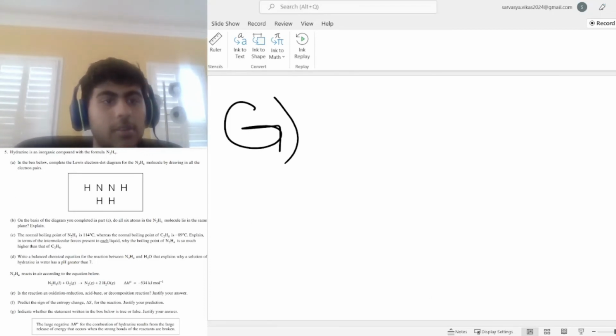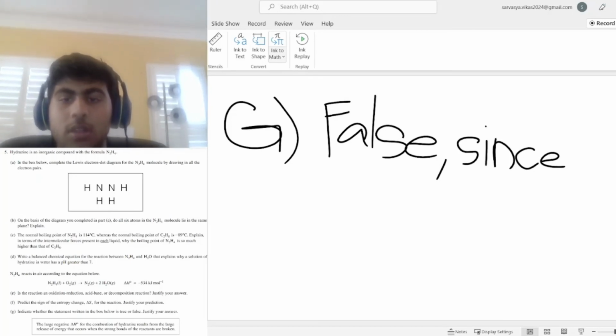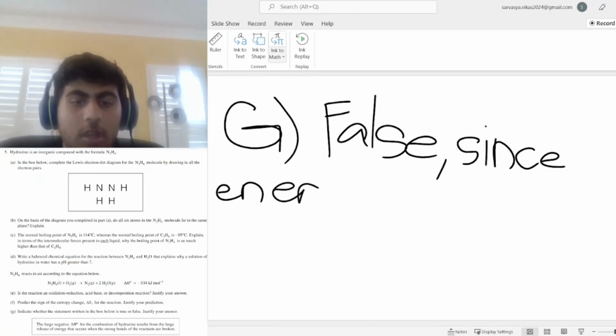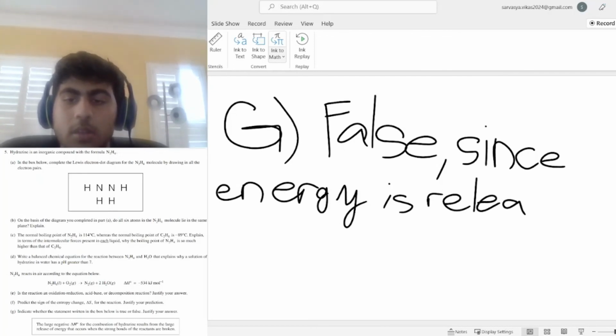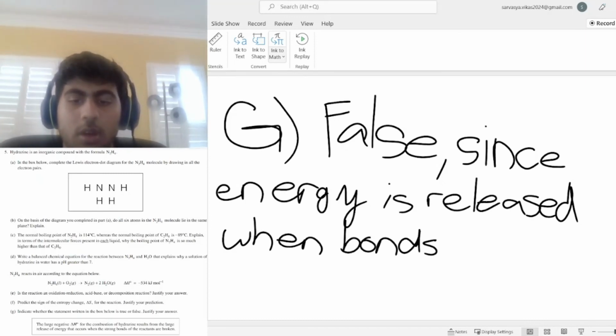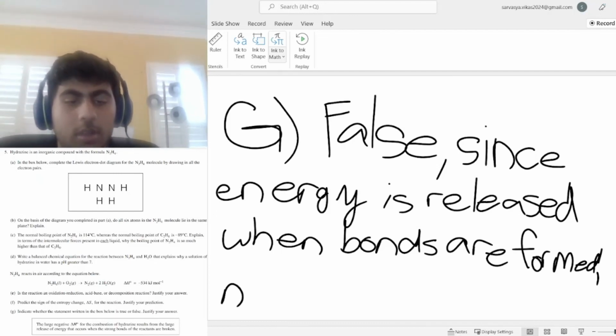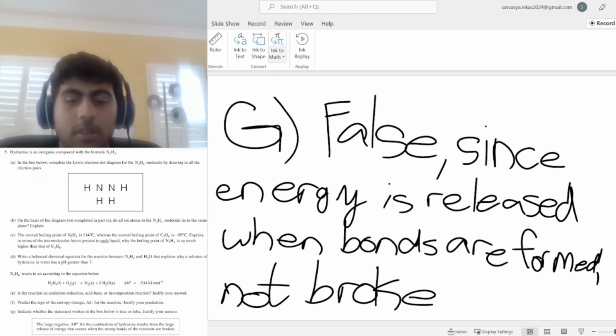So we say the statement is false since energy is released when bonds are formed, not broken. And that's what's false with this statement.